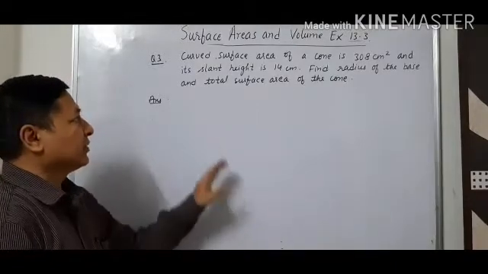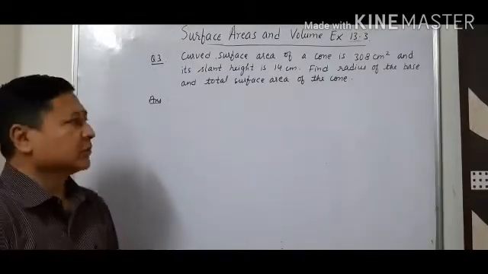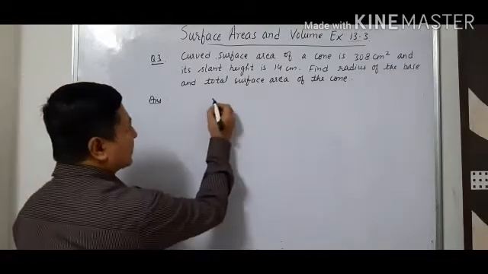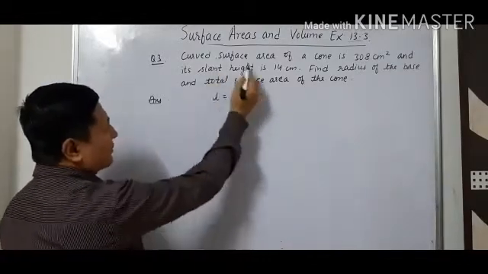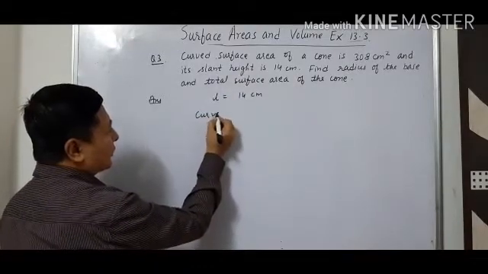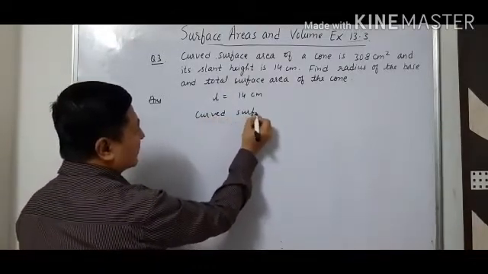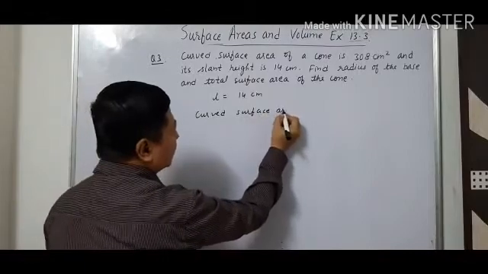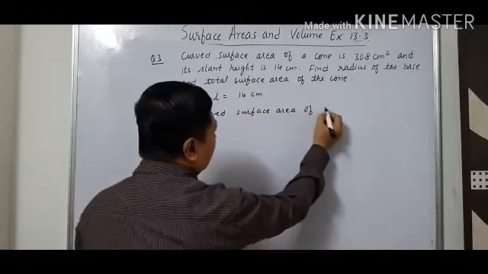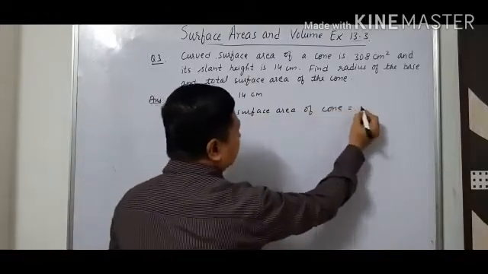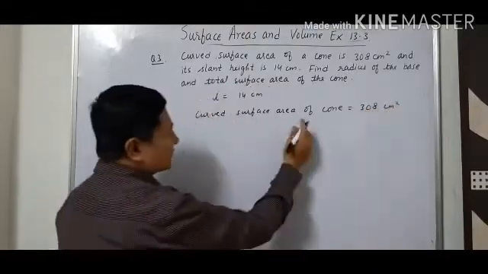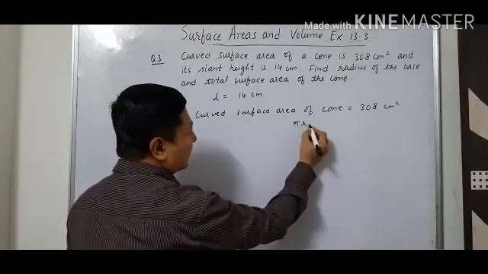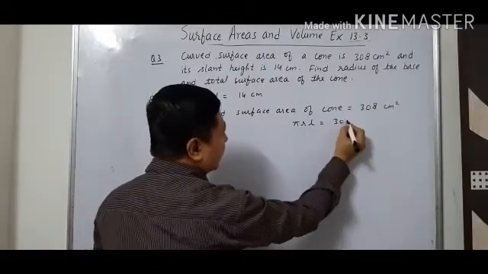Find the radius of the base and the total surface area of the cone. Now it is given in the question that its slant height is 14 centimeter and curved surface area of cone is 308 centimeter square. So the curved surface area of cone, the formula is pi r L equals 308.